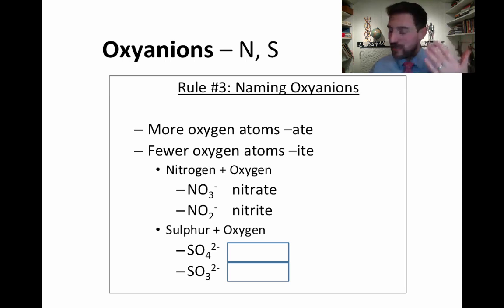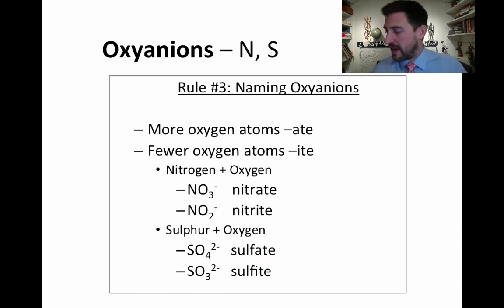So now you can start to see why this naming is important. If you get the naming down, you know exactly what the composition of that molecule or that formula unit is. Same thing with sulfur. Notice it's SO4 2-, but it has more oxygens, so it's sulfate, and the one below it, SO3 with a 2- charge, is sulfite.